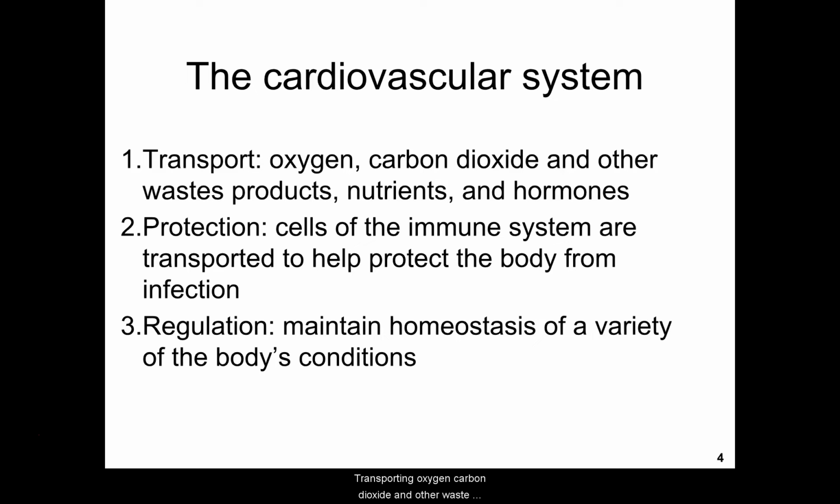So again, transporting oxygen, carbon dioxide, other waste products, minerals, and hormones. It protects the cells because the agents of the immune system are transported throughout it. Those are the white blood cells that you hear about and some other things. And it regulates. Like many or all of these systems, the point of them is to help maintain homeostasis inside your body. So these are the three principal functions of our cardiovascular system here: transport, protection, and regulation and homeostasis.